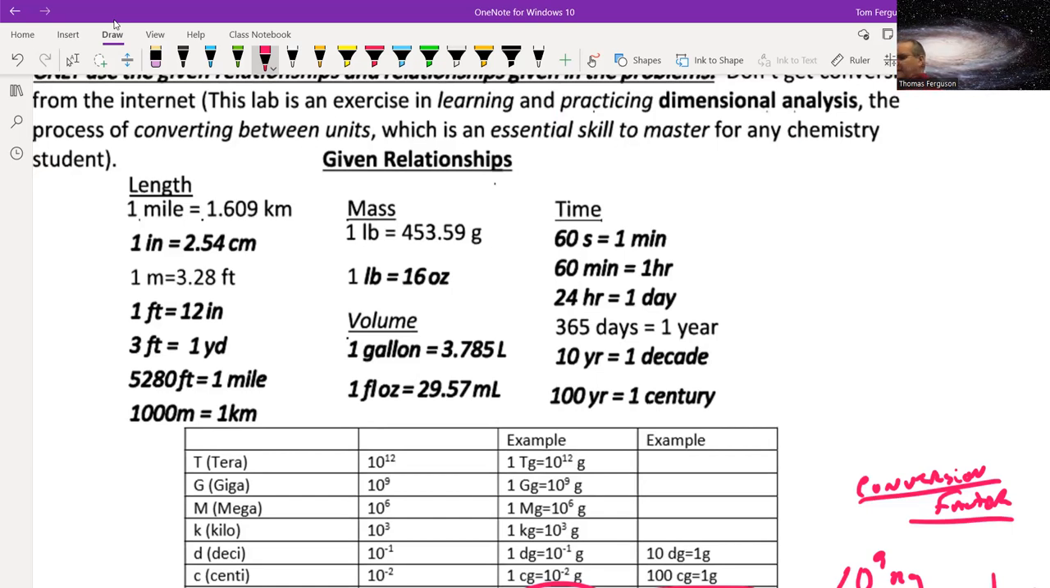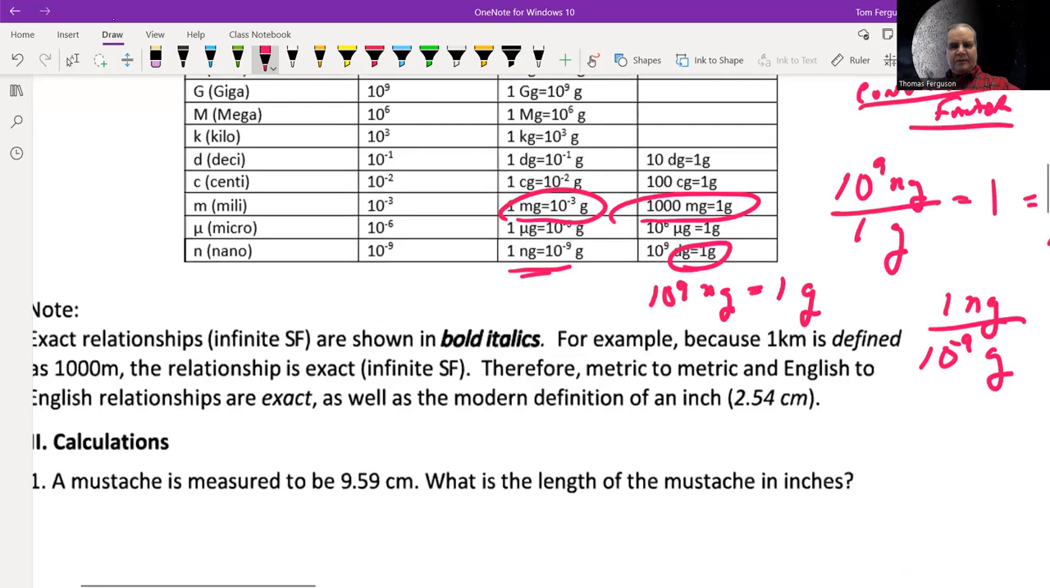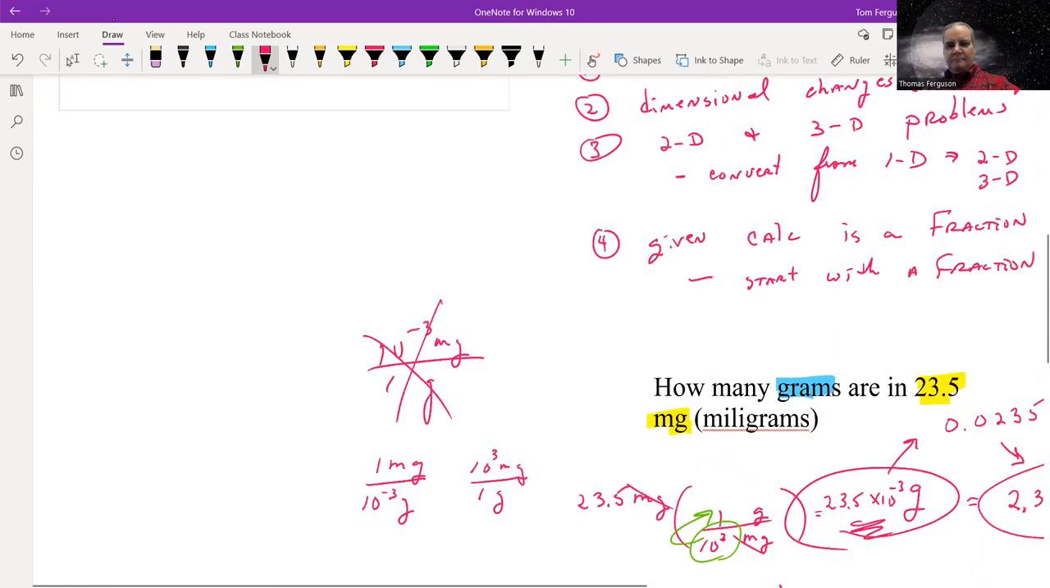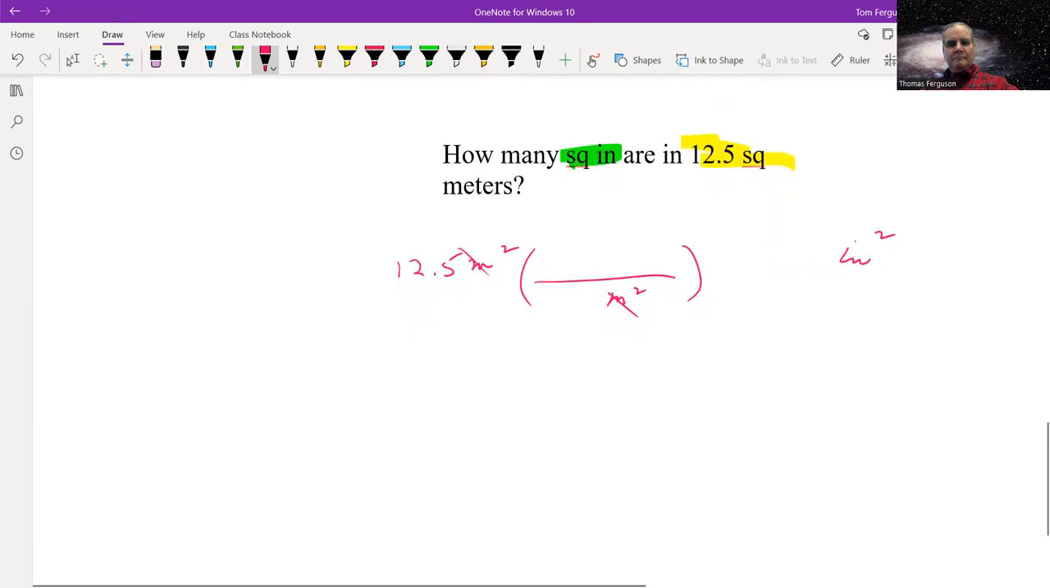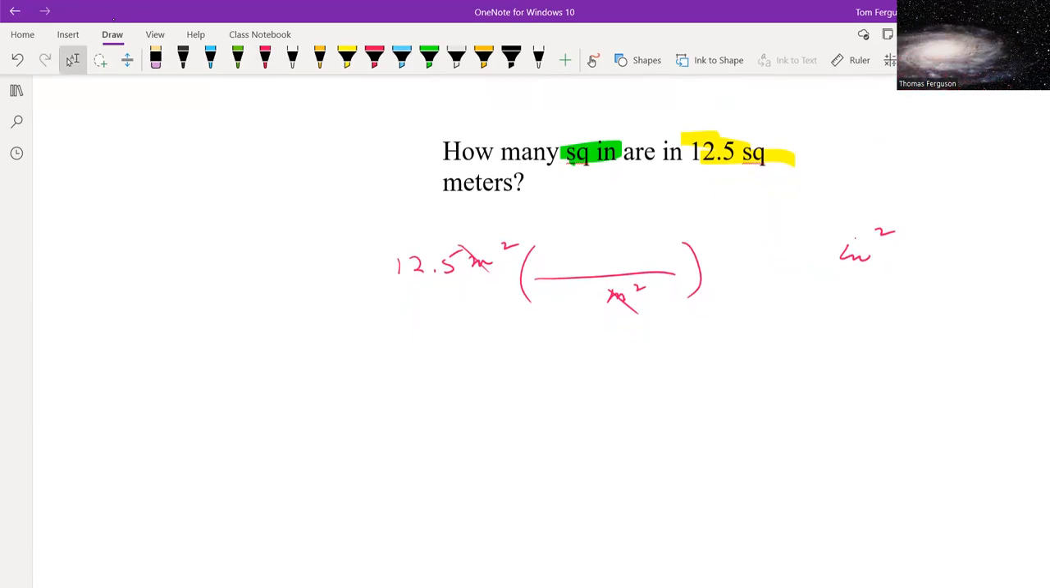Okay, so bold-faced means by definition, infinite sig figs. Okay, so which one do you want to use? Okay, we're gonna use the centimeters. All right. So we're going to convert the square meters to square centimeters.